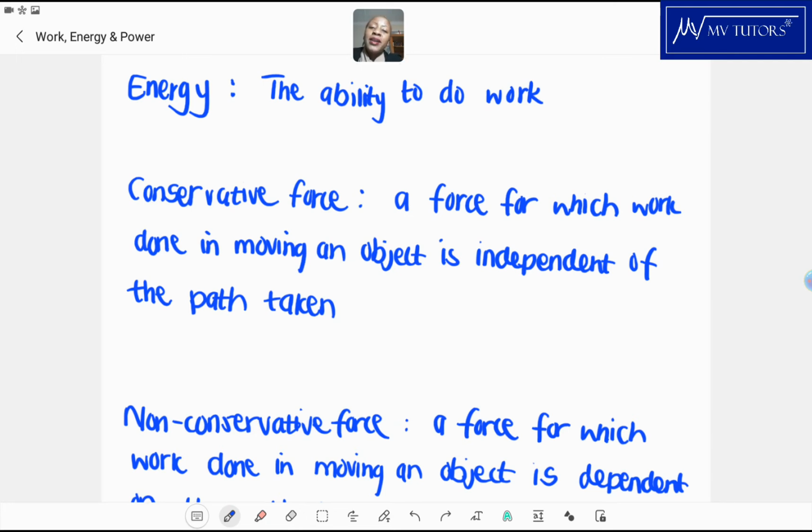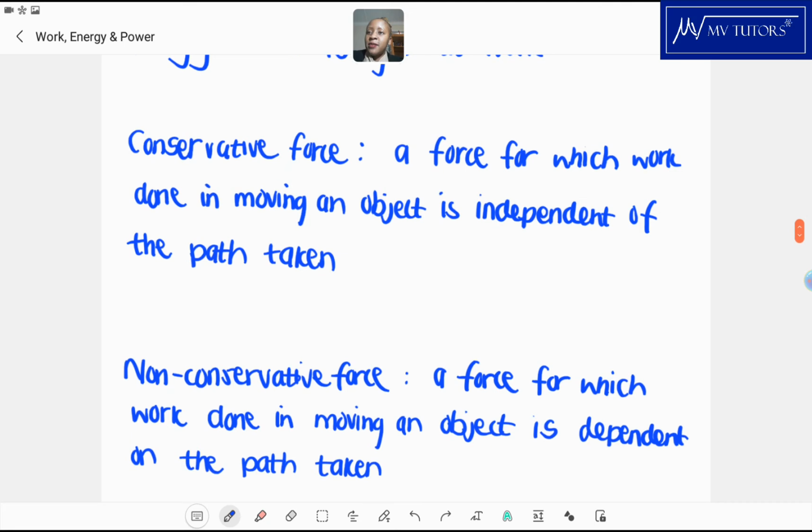Okay, so what is a conservative force? They like asking this question. Give a definition for a conservative or non-conservative force. You need to know the difference between the two. So a conservative force is a force for which work done in moving an object is independent of the path taken. Okay, so those are the key words. Independent of the path taken.